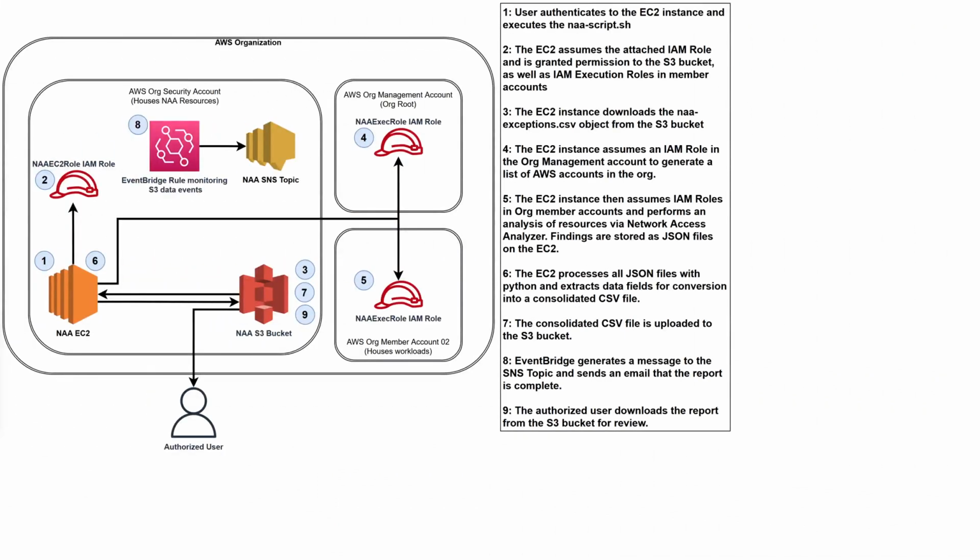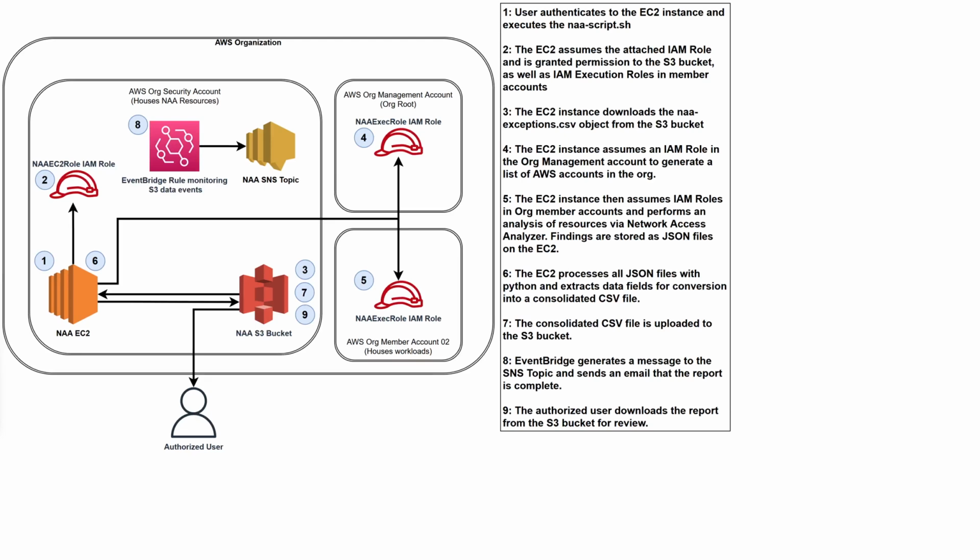In order to get this output, the bash script is working through this process. In step number 1, the script was executed on the EC2 instance. It assumed a role and then checked an S3 bucket in step number 3 to see if an exception file existed. If it does, it's downloaded to the EC2 instance and used during processing. It then makes a cross-account assumption in step number 4 to the organization management account to generate a list of all AWS member accounts within the organization.